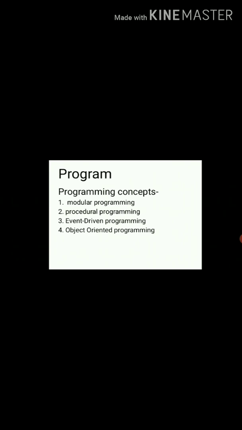Next one is fourth, object oriented programming. In object oriented programming, programming is based on objects, meaning the user or programmer has to create a program with classes and objects. Examples are C++, Java, C#, etc. Many other languages also fall in this category.